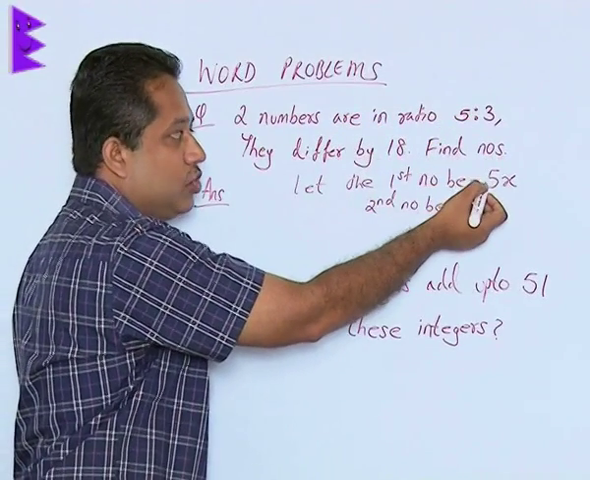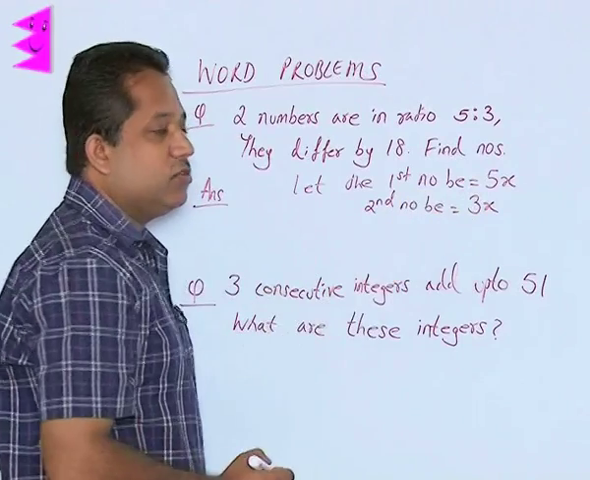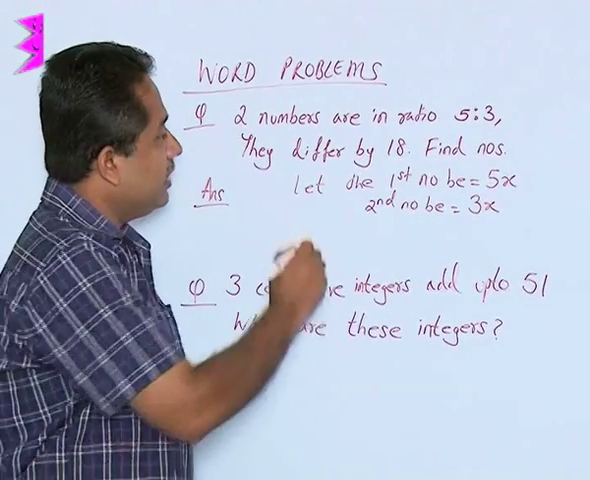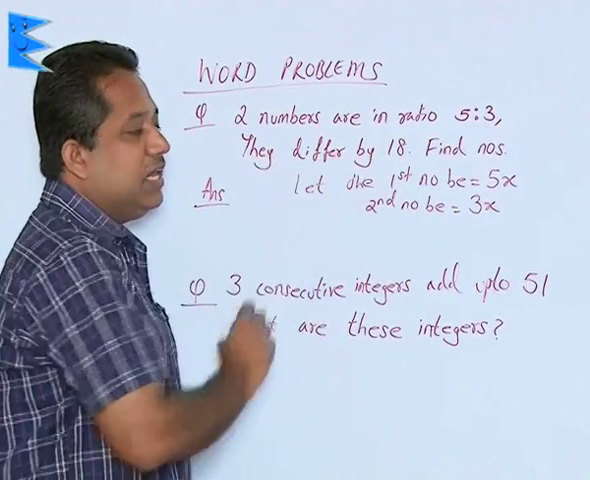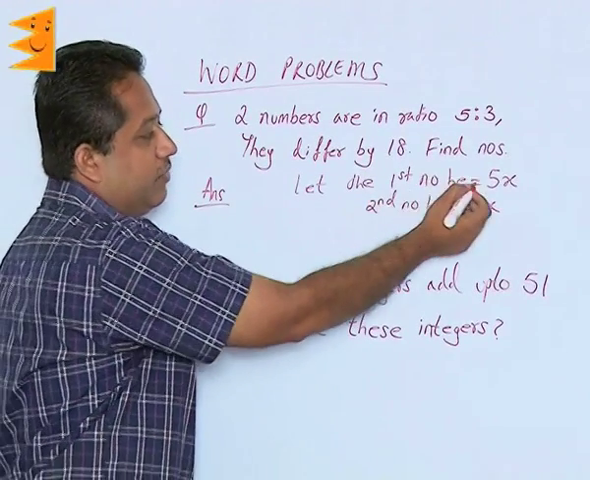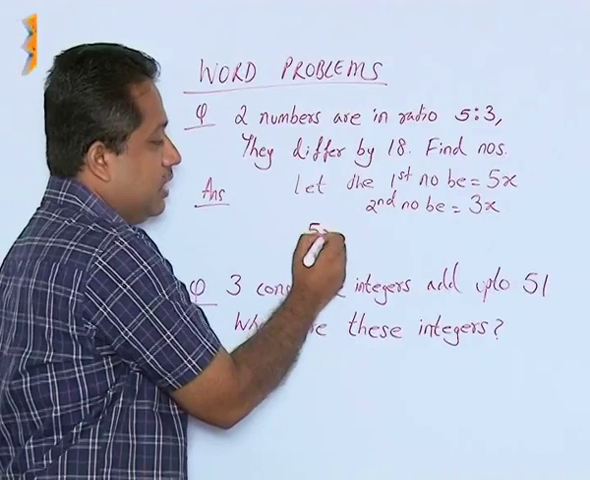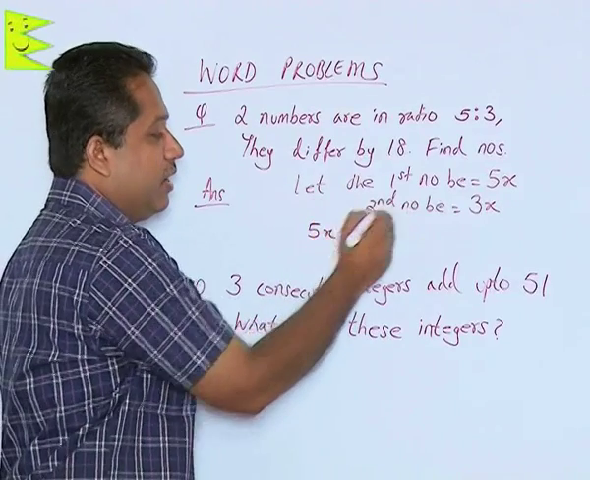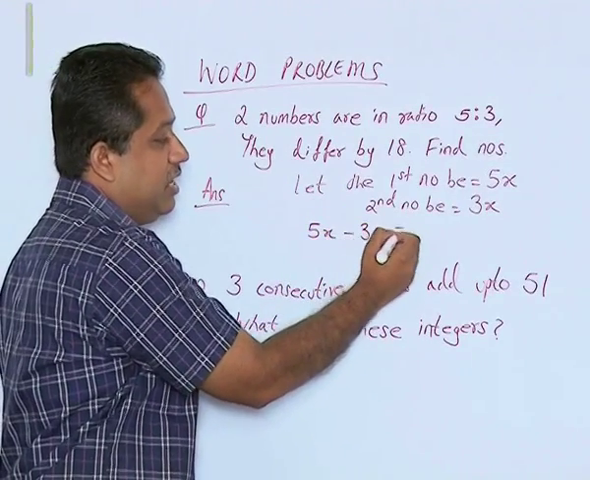We find that the ratio of the first number and second number is also 5:3. Now, look at the second line, they differ by 18. So, what is the equation that we are going to make? The equation will be the first number 5x minus the second number 3x is 18.